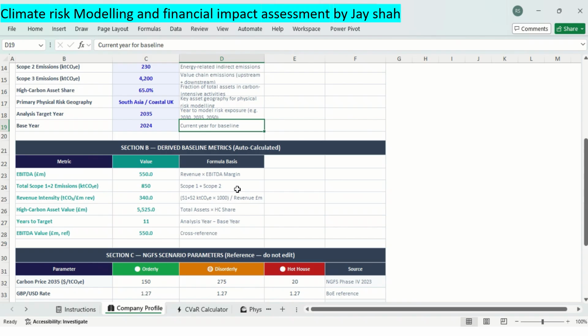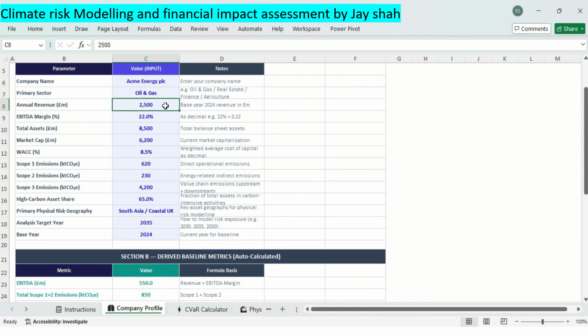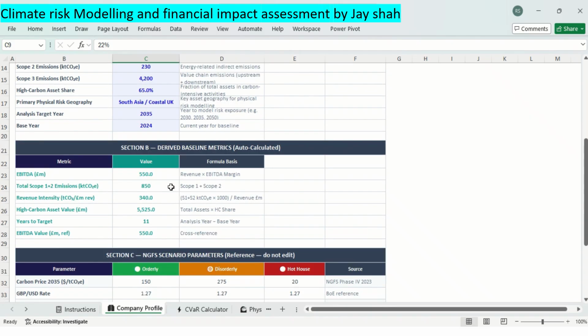Now here is cell 23, which is EBITDA. It has the formula C8 and C9. Basically, it's revenue multiplied by the EBITDA margin, which is 2500 multiplied by 22 percent, and it comes to a value of 550. This is referenced by the CVAR calculator to express the carbon cost as a fraction of operating profit.